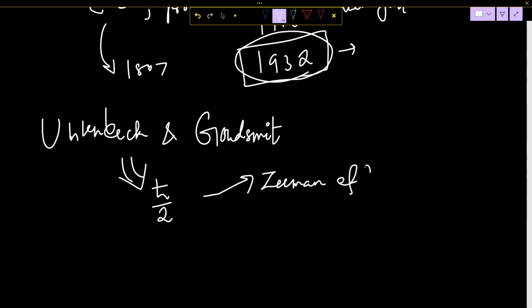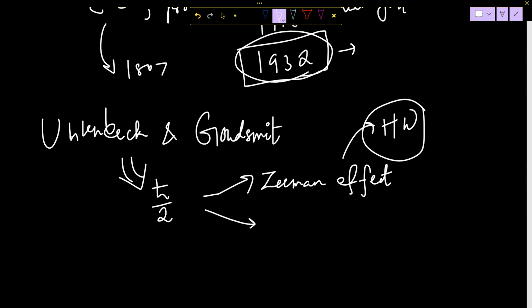What is the Zeeman effect? This is a task for you. The Zeeman effect comes under atomic and molecular physics. It is your task to study about the Zeeman effect so that you can have a deeper knowledge about it. We won't discuss the Zeeman effect here. Then also there is the Stern-Gerlach experiment.